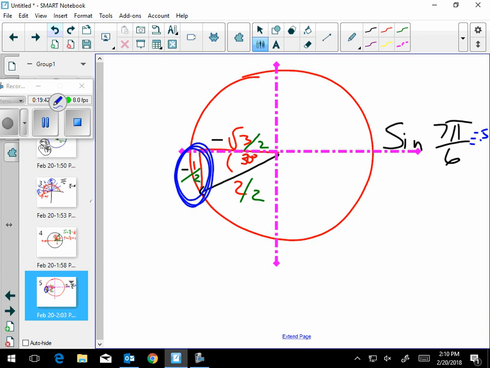Cosine, take a guess, is the x value. This is where the cosine of it is. And this again makes some heads explode. I should have brought in some paper towels.